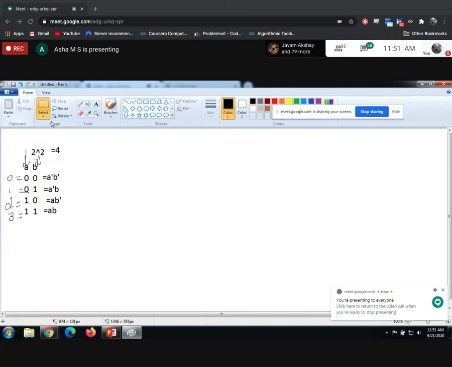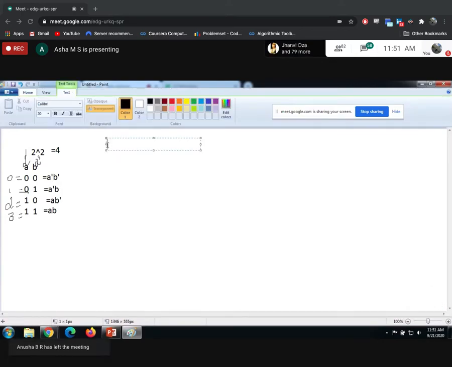Suppose now I have three elements. How to write for three elements? So three elements means how many combinations will you get?